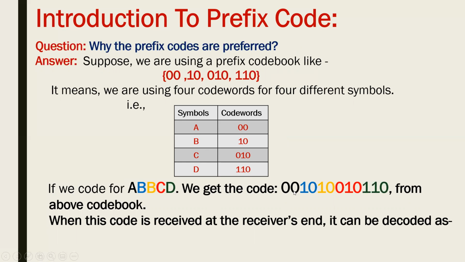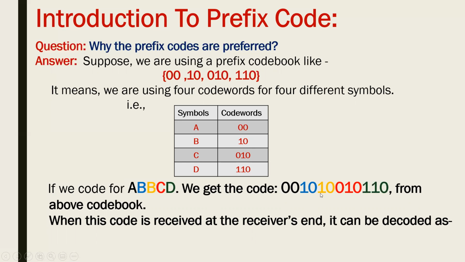Therefore, these two symbols are decoded as A. Now we come to another bit, 1. When we read the first 1, there are chances that it may be B or it may be D. But as soon as we receive 0, it is confirmed that it is B, not D. So decode these two bits as B.